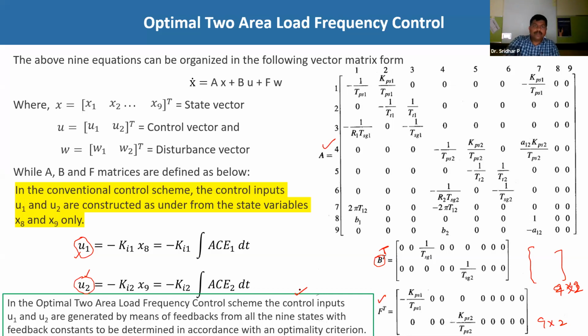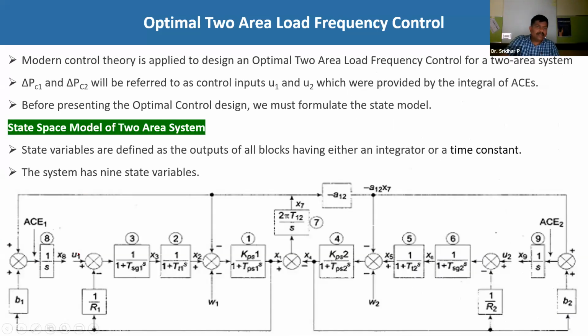So yes, now this is C. This is area control error. The U1 signal is given here, this is U1. How are we going to generate U1? This U1 is indirectly nothing but the delta PC1 signal. Here also we have the U2 signal, that is nothing but the delta PC2 signal.